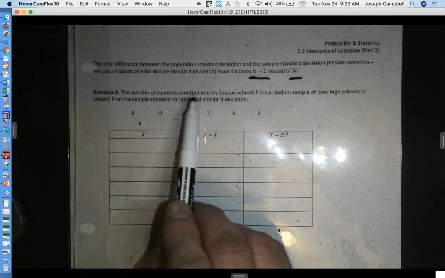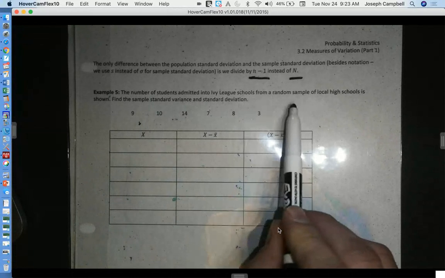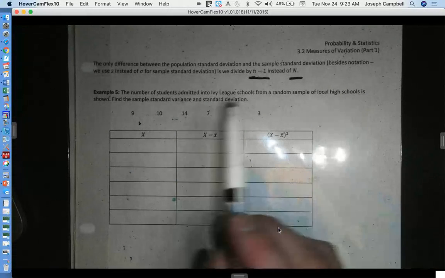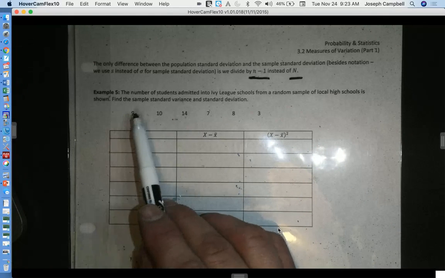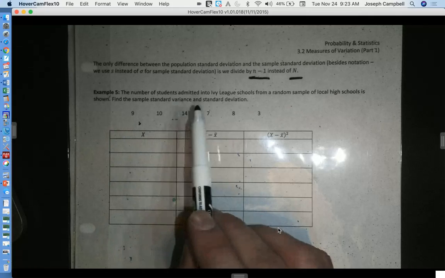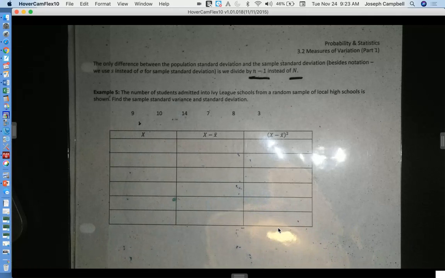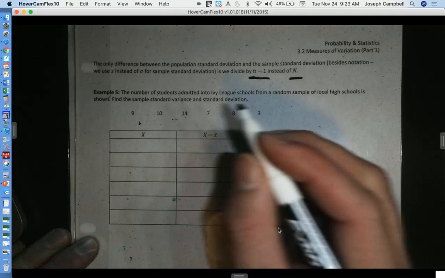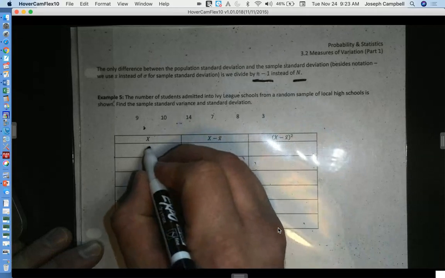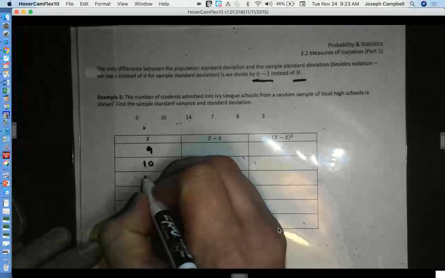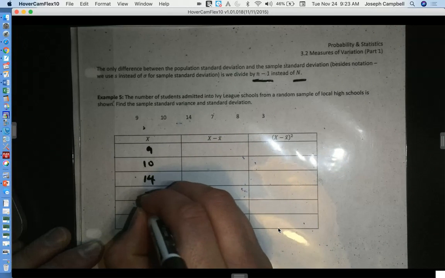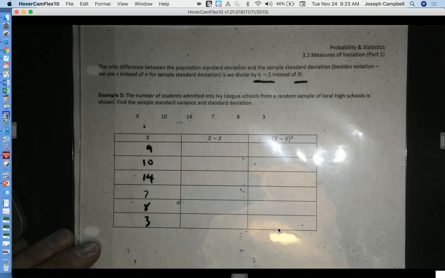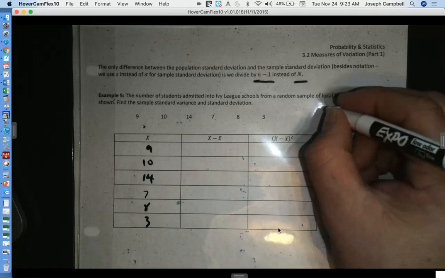The number of students admitted into Ivy League schools from a random sample of local high schools is shown. Find the sample variance and standard deviation. Okay, well, let's go ahead and do that. First is write down all the numbers here. It's 9, 10, 14, 7, 8, and 3. All right, we need to calculate x bar.